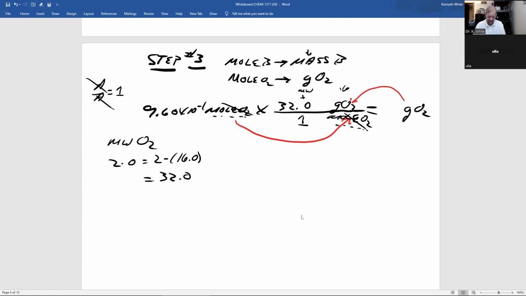And now turn on my calculator, clear it, 9.60, blue double E. Remember, use this minus sign for 10 to the minus something, not over here. You want to use this one for minus 1, times 32.0. And my calculator gives me this answer.